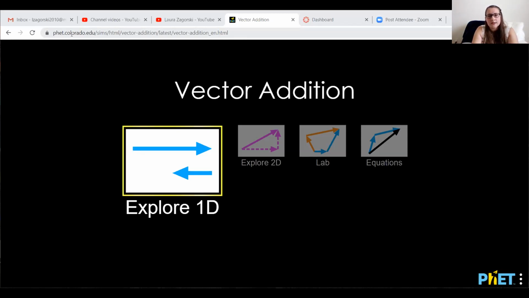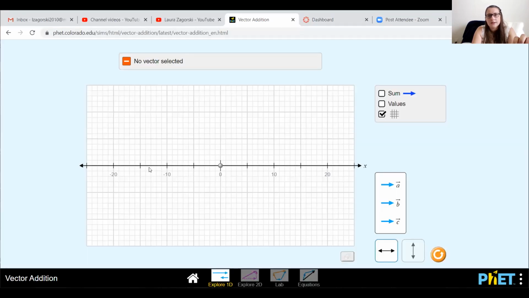We're going to look at this one for vector addition, and we're going to start off by looking at it in one dimension first. So here we have our graph, and I'm just going to take a vector and drop it in here. I'm going to line the tail up at the origin, this 0 point, just for the sake of simplicity, and you can adjust this to be whatever length you want. I'm in an 11 mood kind of day.